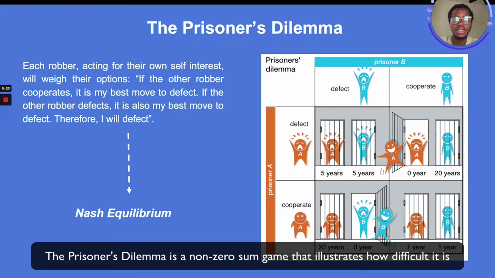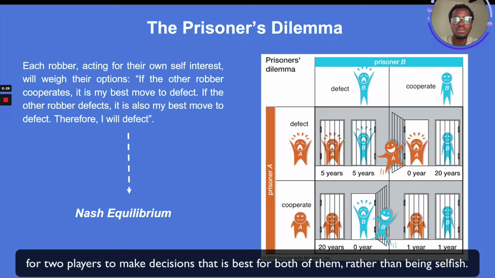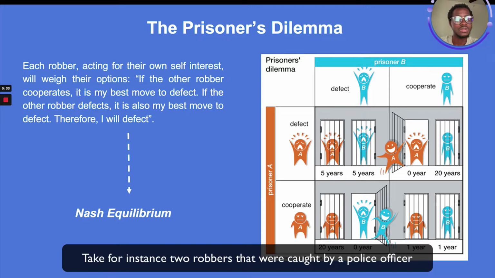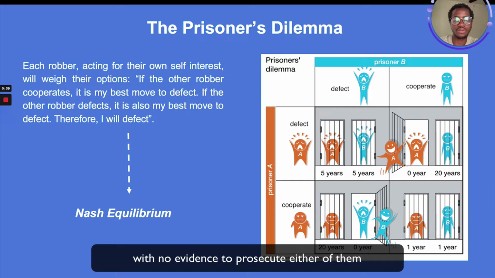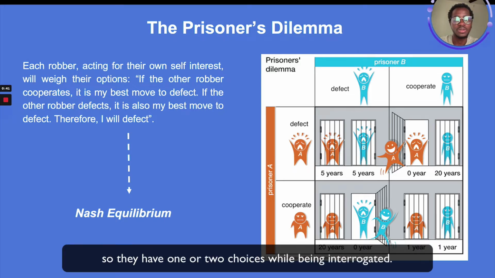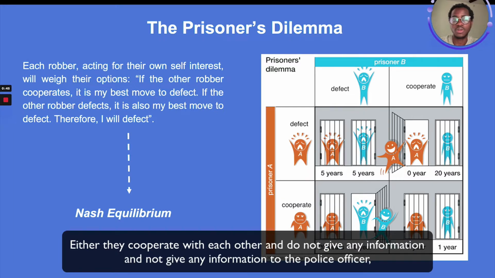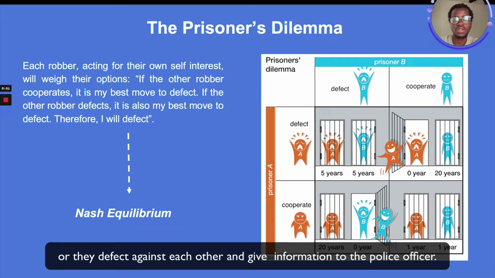The Prisoner's Dilemma is a game that illustrates how difficult it is for two players to make a decision that is best for both of them rather than being selfish. Take for instance, two robbers were caught by a police officer with no evidence to prosecute either of them, so they have two choices while being interrogated. Either they cooperate with each other and do not give any information to the police officer, or they defect against each other and give information to the police officer.